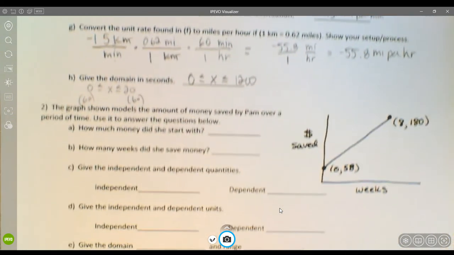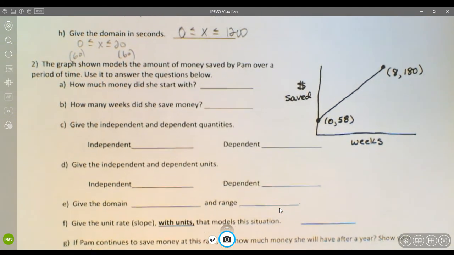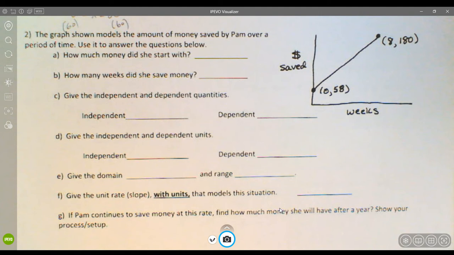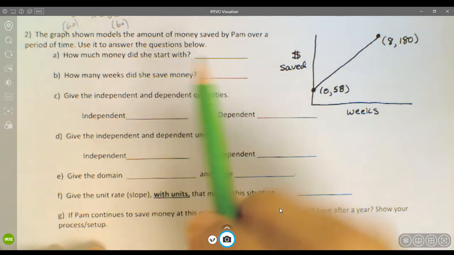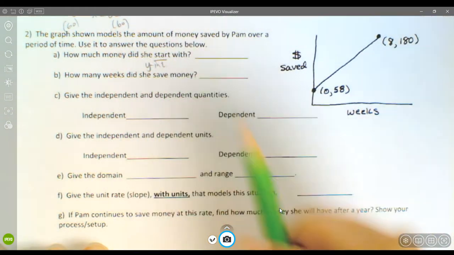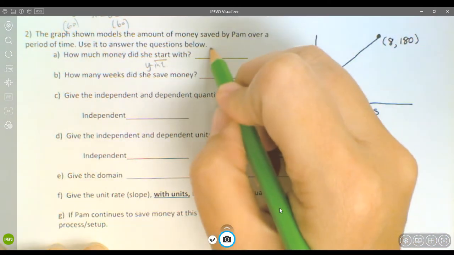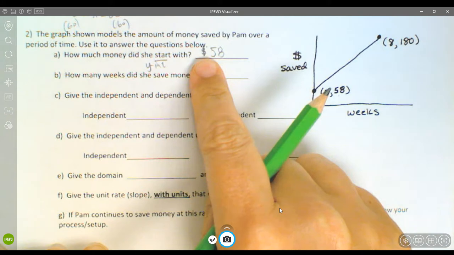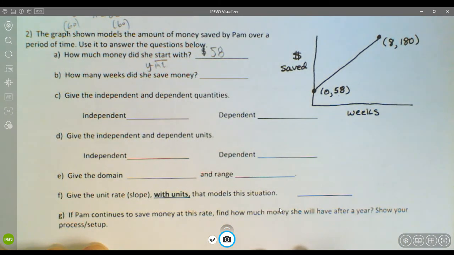Number 2, the graph shown models the amount of money saved by Pam over a period of time. Use it to answer the questions below. How much money did she start with? Well, your start value, remember, is your y-intercept. So let's go there. Well, she started with $58. And please note, the dollar symbol goes in front of the number. Kills me when I see people doing that, even grown people.